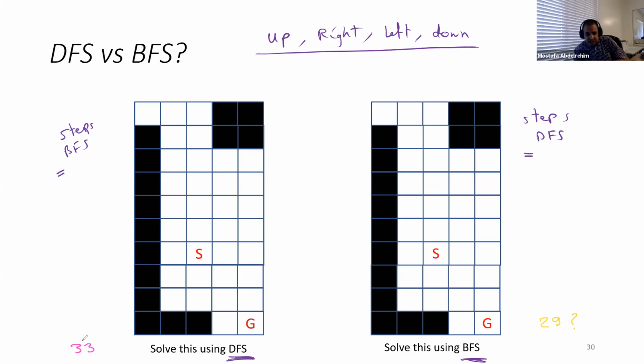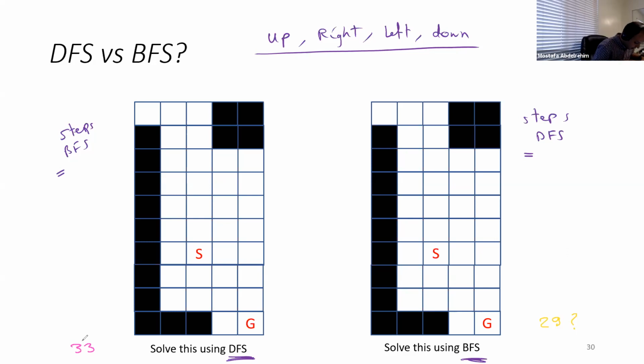So basically in that example, DFS will take more steps than BFS. Just a check for you. So I think the 29 and the 33 are good candidates for the solution. I can't remember myself. Let me do it with you.